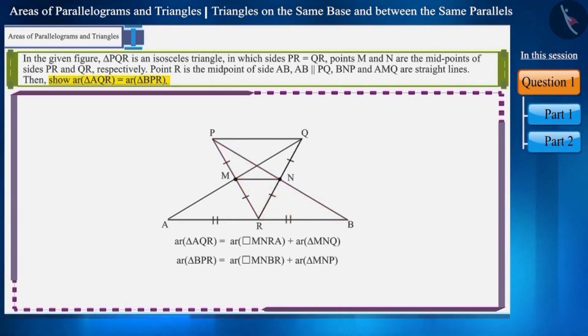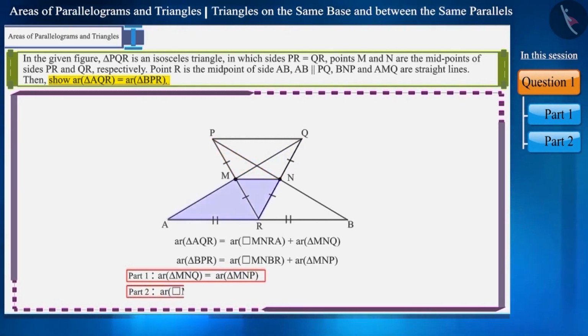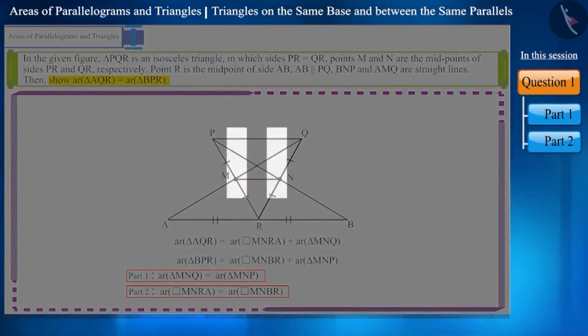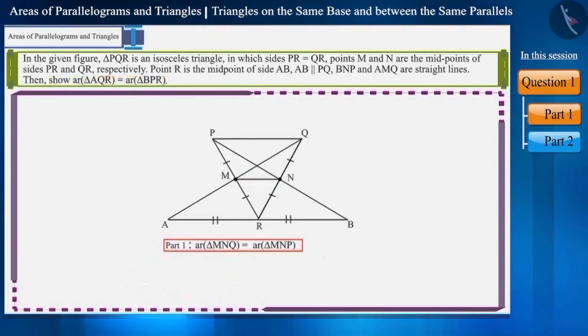We'll answer this question in two parts. In the first part, we will prove that the area of triangle MNQ is equal to the area of triangle MNP. And in the second part, we will prove that quadrilaterals MNRA and MNRB have equal areas. You can pause the video and think how we reached this conclusion. Let's look at the first part.